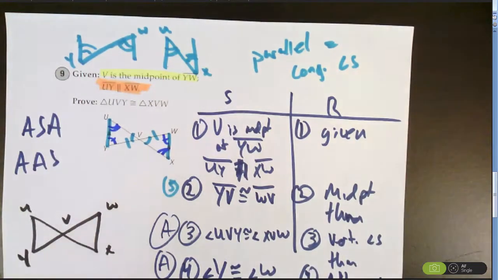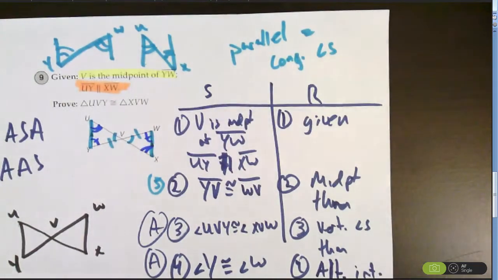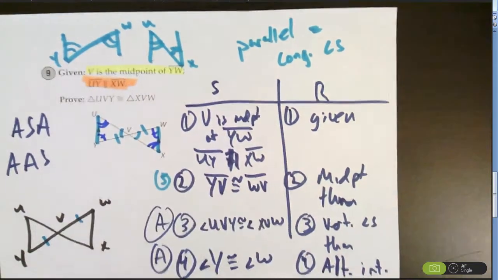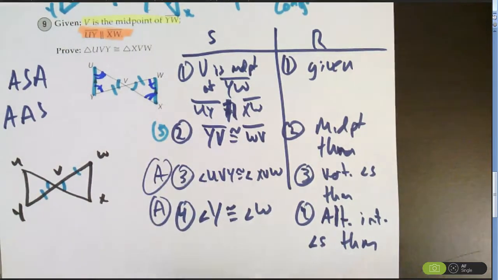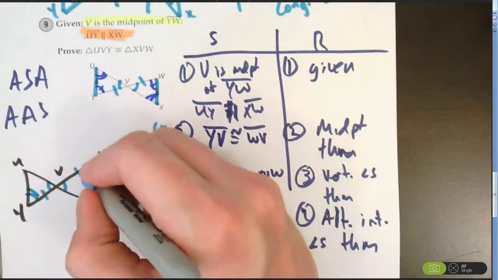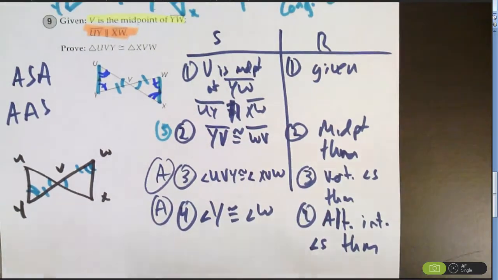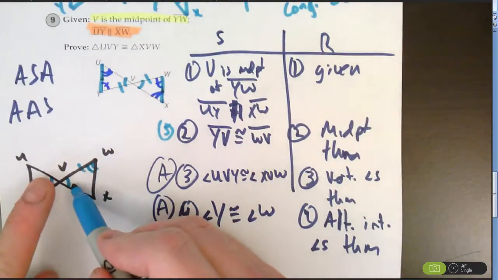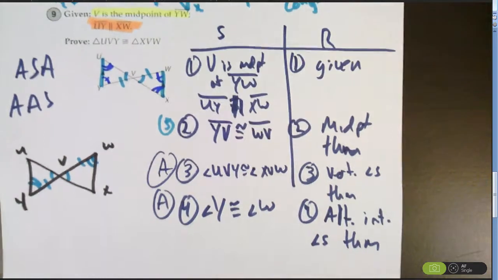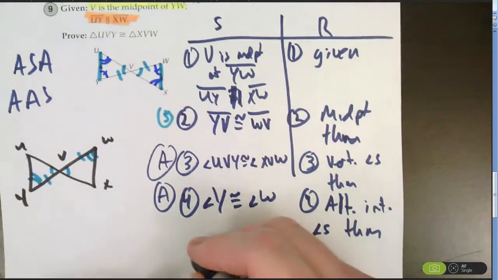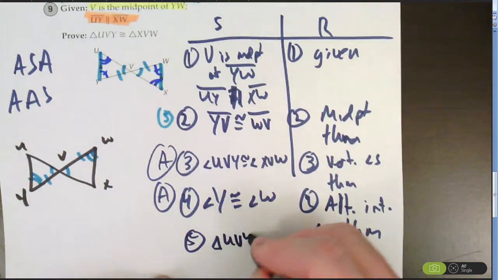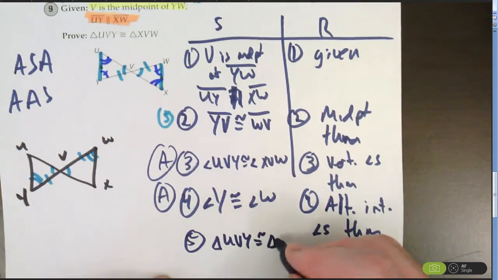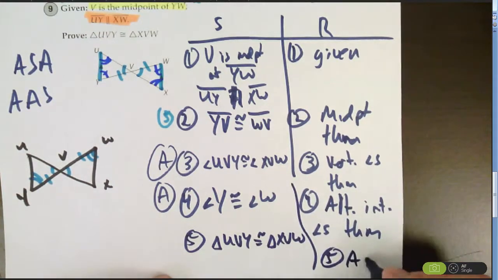Okay. I have those two segments congruent. I have these two angles congruent, and I use these two angles. So in this case here, I've got angle, side, angle. So step 5, triangle UVY is congruent to triangle XVW by angle, side, angle.